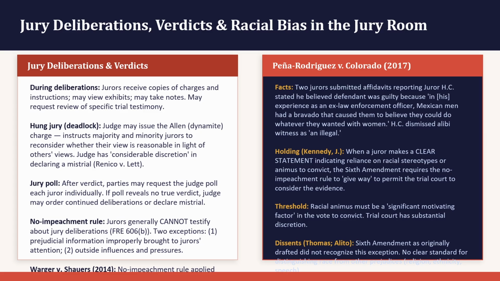Justice Kennedy's majority opinion characterized racial discrimination as a familiar and recurring evil that, if left unaddressed, would risk systemic injury to the administration of justice. Racial bias, the court found, was categorically different from the ordinary irregularities that the no impeachment rule is designed to protect. The dissent worried that the majority had no principled basis for limiting the exception to race rather than extending it to other forms of prejudice like religion or ethnicity.